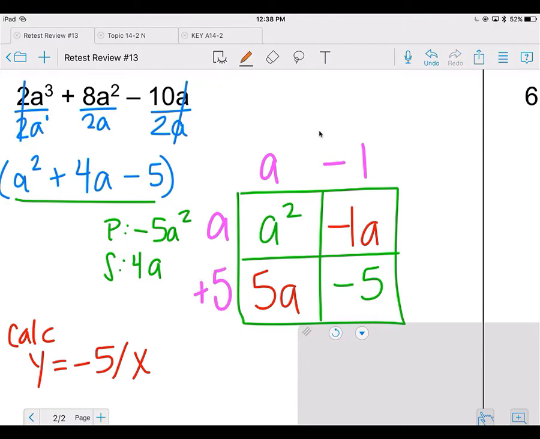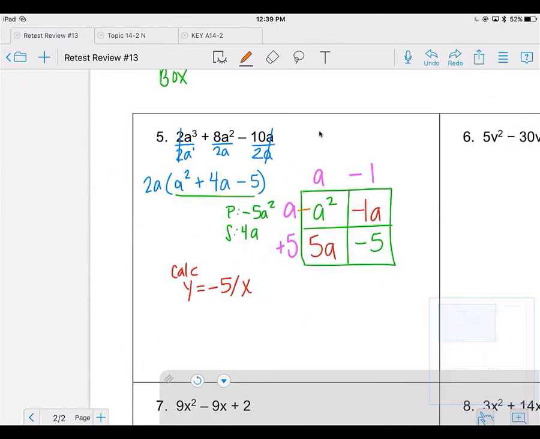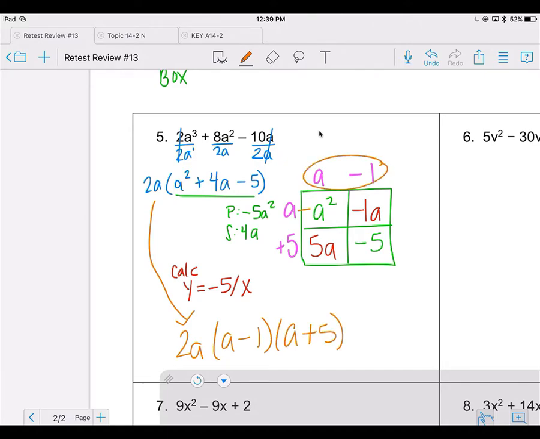To do a quick check, this times this better be that, and top times side better be that. So a times a is a squared. Negative 1 times 5 is negative 5. So my total answer is my GCF of 2a, my factor, and my factor. And these come from the top and the sides.